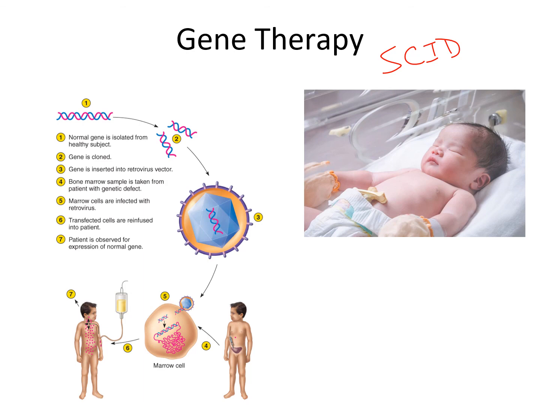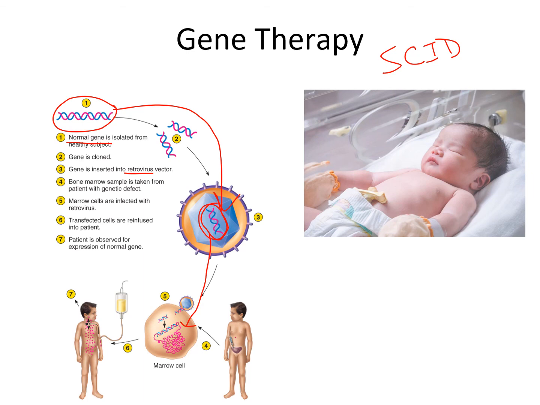For gene therapy, the first thing is you would find a normal copy of the gene, and then you would put that normal copy of the gene into a virus. The virus would be either a retrovirus or a DNA virus. The reason you would use a retrovirus or a DNA virus is because both of those viruses have the ability to take their genome, their DNA, and insert it into the chromosome of a human cell.